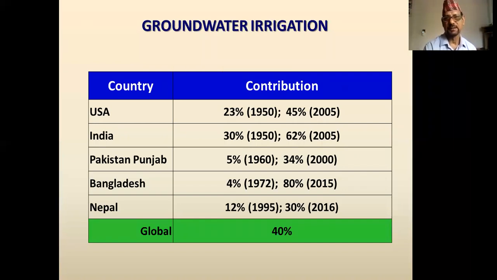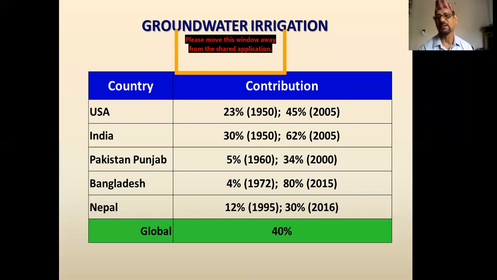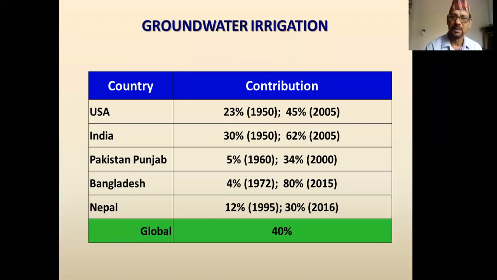Even in Bangladesh, it was 4% in 1972, and it increased to 80% in 2015. If we see the data of Nepal, it was only 12% in 1995, and by 2016, 30% of the agricultural area had been irrigated by groundwater. Now it has increased much more in recent times. If you observe the global data, around 40% of the total irrigated land is using groundwater.